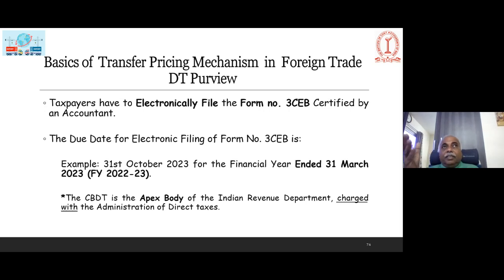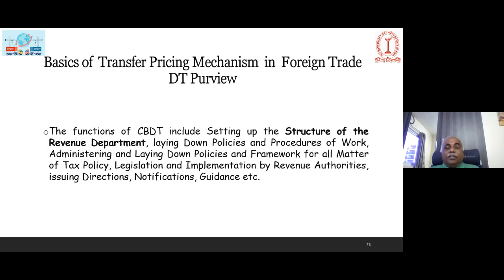The CBDT is the apex authority of the revenue department charged with the administration of direct taxes. So the functions of the CBDT include setting up a structure of the revenue department, laying down the policies and procedure of work and administration, laying down the policy framework for all matters of tax policy and legislation, and implementation by the revenue authority, issuing directions and notifications, all these things with regard to the transfer price mechanism.